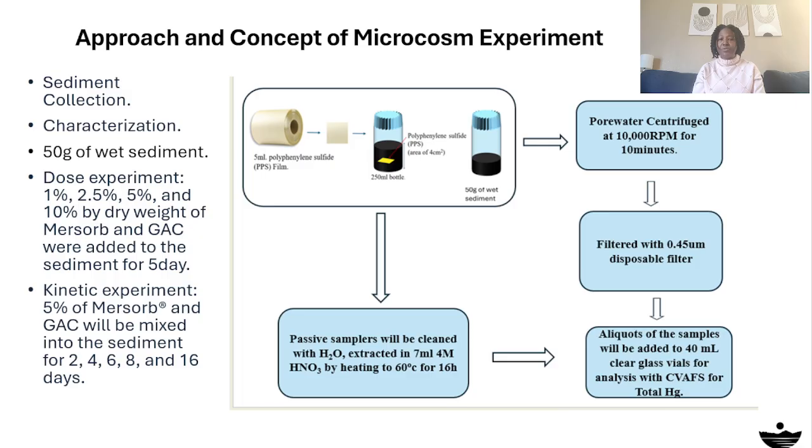After which we centrifuge. For our passive sampler, the samplers will be cut into tiny strips, inserted into the sediments, and left alone for these days. And then we centrifuge it and analyze it with our cold vapor mercury analyzer.